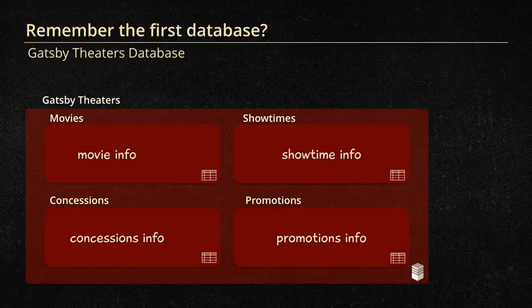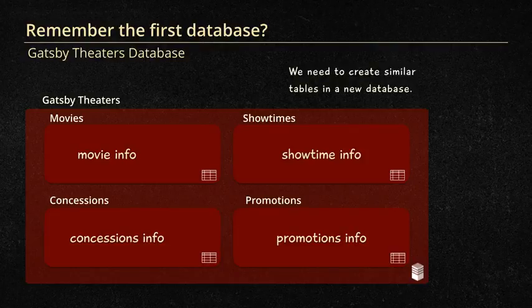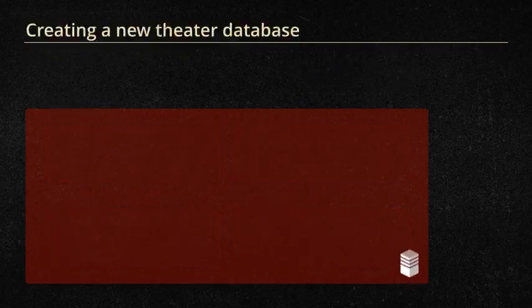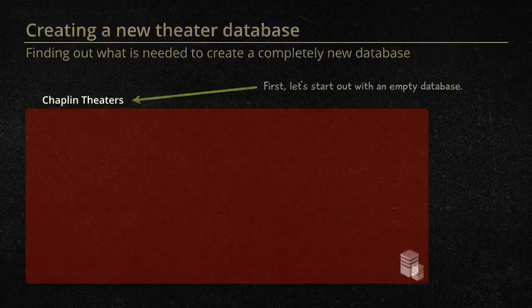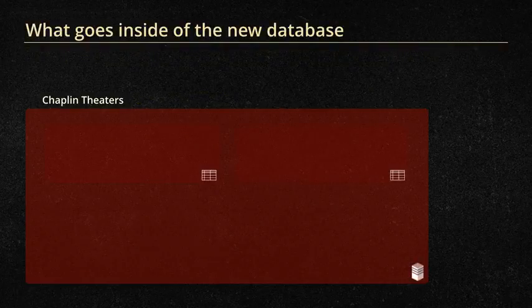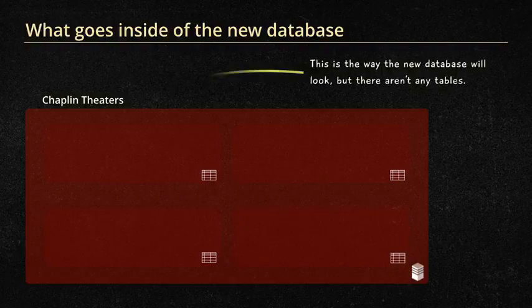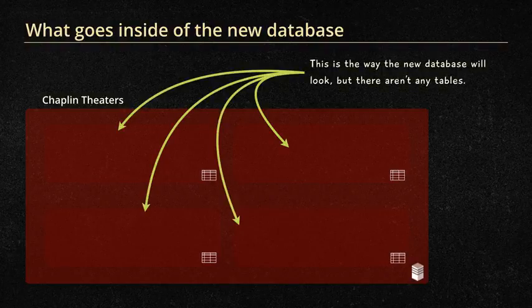The original Gatsby Theaters contained 4 tables. We wish to create a database similar to this. We will call the new database the Chaplin Theaters. It will be empty at first, containing no data. Taking a cue from the Gatsby Theaters, we know that we'll need 4 tables. Let's see how to get to that point.